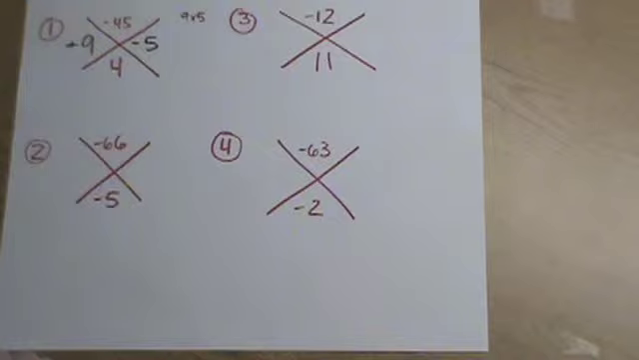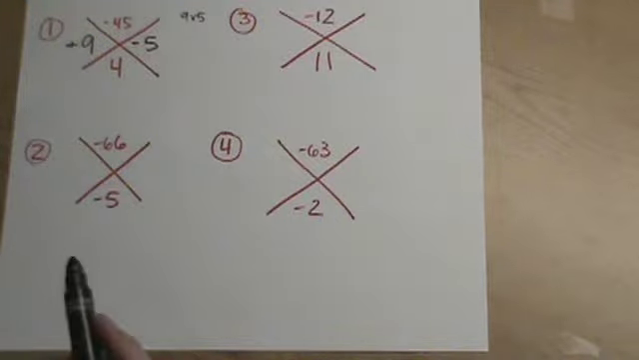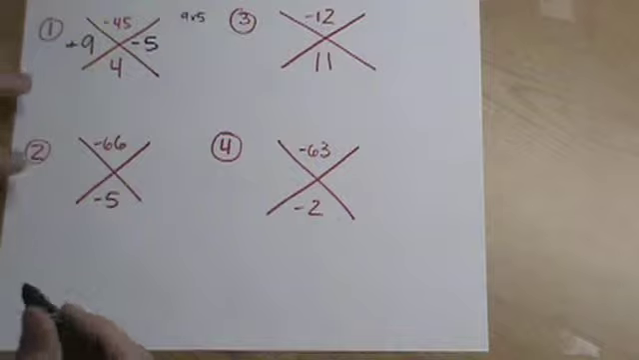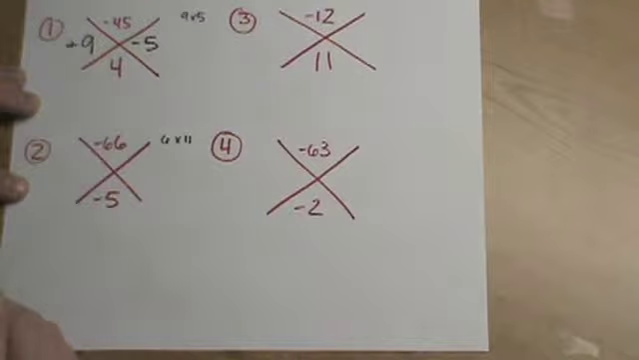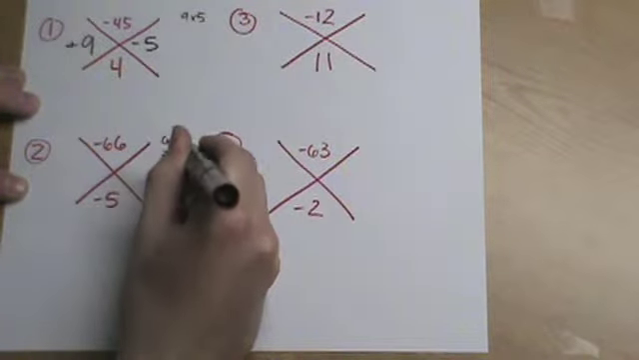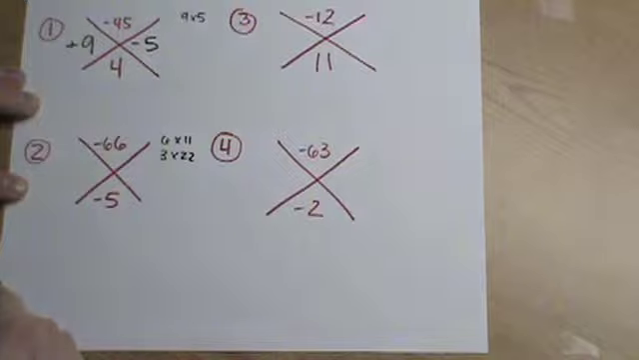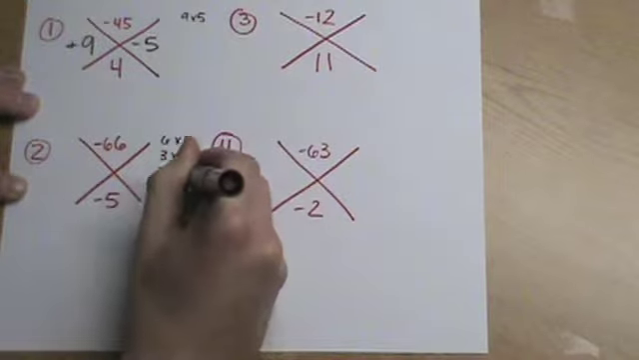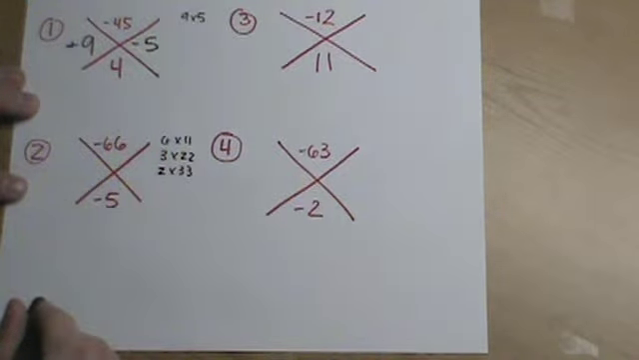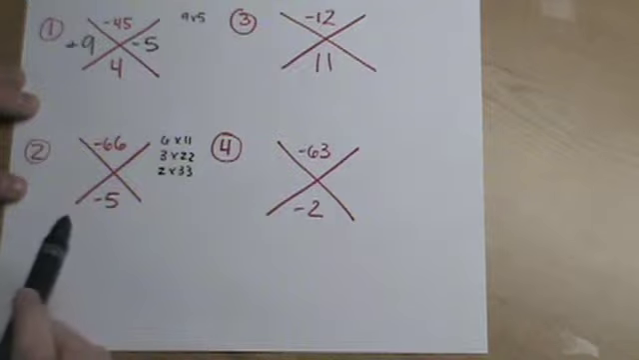So let's do this second example. Negative 66 on the top, negative 5 on the bottom. So what multiplies to 66? Well, 6 times 11 does. Again, I'm not worried about the negative yet. 3 times 22 does. 2 times 33. And I believe that's all the factors I have off the top of my head. So I'm going to see if any of these work. Now, what you would want to do is find the two numbers that have a difference of 5.